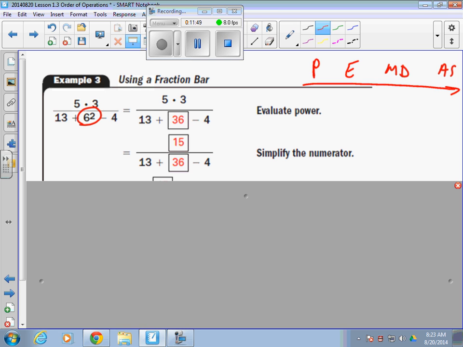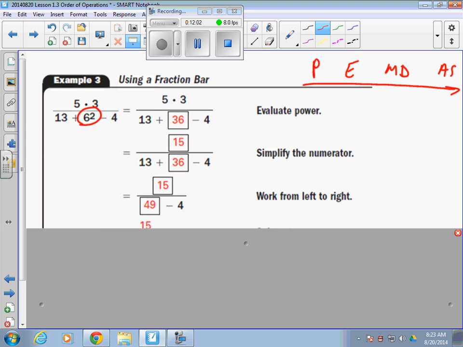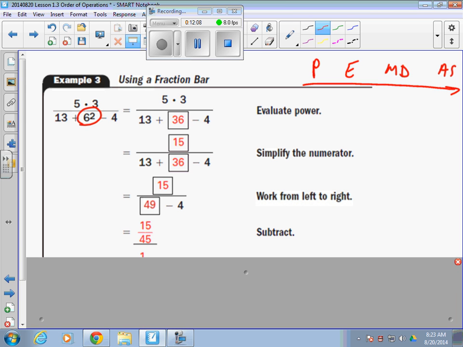Then at the top, you're doing the multiplication, 5 times 3 to get 15. Then you're doing your addition and your subtraction at the bottom by adding 13 and 36 to get 49 from left to right. And then 49 minus 4 is 45. So you have 15 over 45.